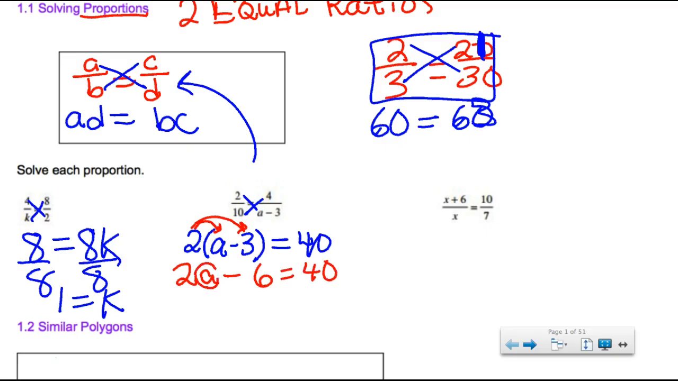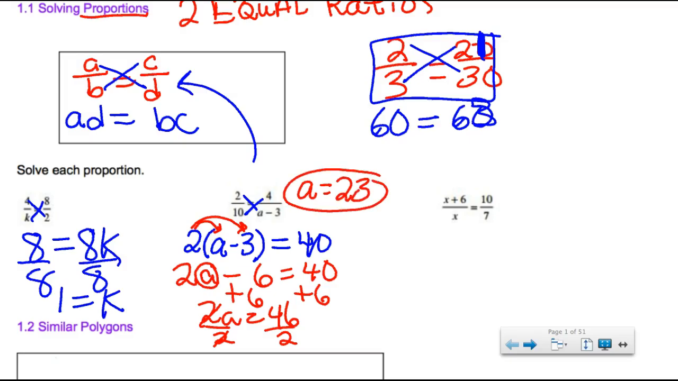We're going to solve for a by doing the opposite operations to both sides. So we've got 2a is equal to 46. And then we divide both sides by 2 to isolate that a and get the 2's to cancel. And we get a nice a is equal to 23. And we have solved that proportion. On the last one, we're going to do 7 times parentheses x plus 6 is equal to the other cross product, 10 times x.